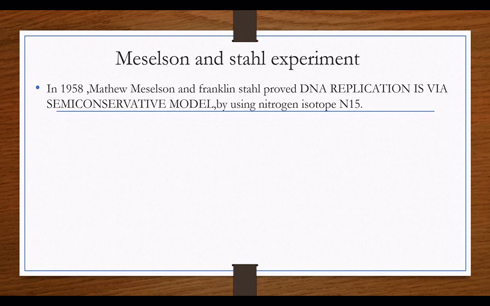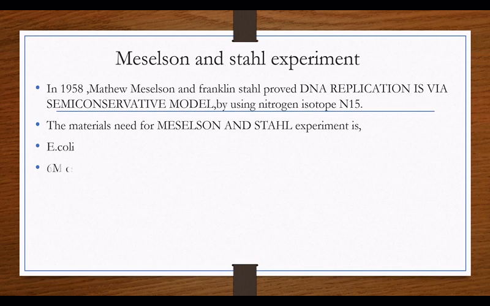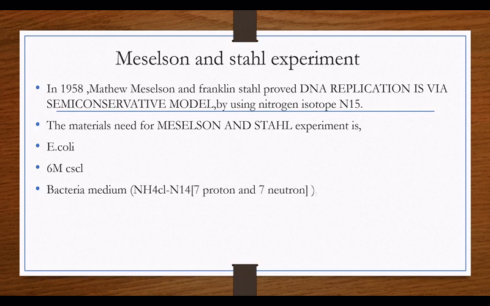The materials needed for the Meselson and Stahl experiment are E. coli culture, 6 molar cesium chloride, and bacterial medium. It can be any kind of nutrient media which has ammonium chloride as its nitrogen source. N14 is normal ammonium chloride, which has 7 protons and 7 neutrons. And next is the heavy isotope, that is N15, which has 7 protons and 8 neutrons.